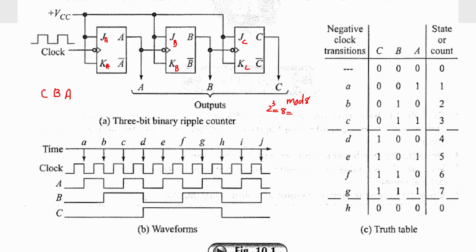Both are the same. 3-bit ripple counter or mode 8 ripple counter, 3-bit asynchronous counter or mode 8 asynchronous counter, all are the same. So what are the possibilities? See, A, B, C. What are the patterns that are going to generate? 0, 0, 0, 0, 0, 1, 0, 1, 0, 0, 1, 1 till 1, 1, 1. 0 to 7, total 8 different states. After that, it will repeat the pattern like 0, 0, 0, 0, 0, 1 again.